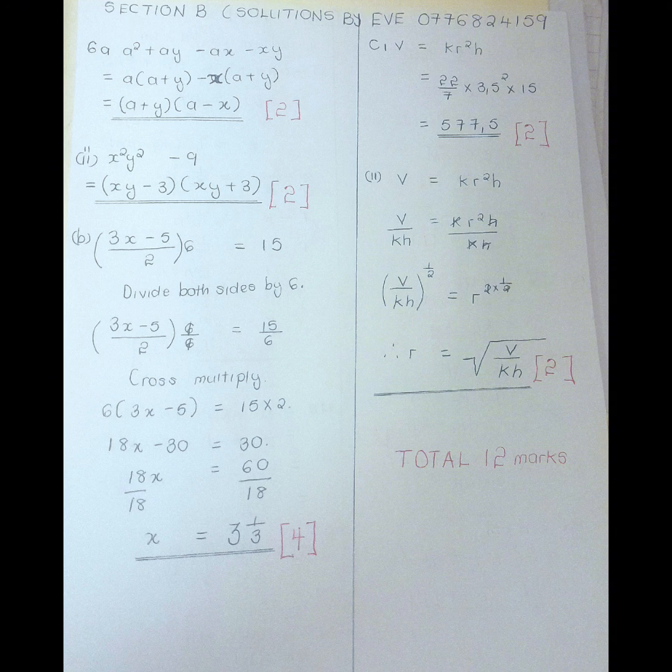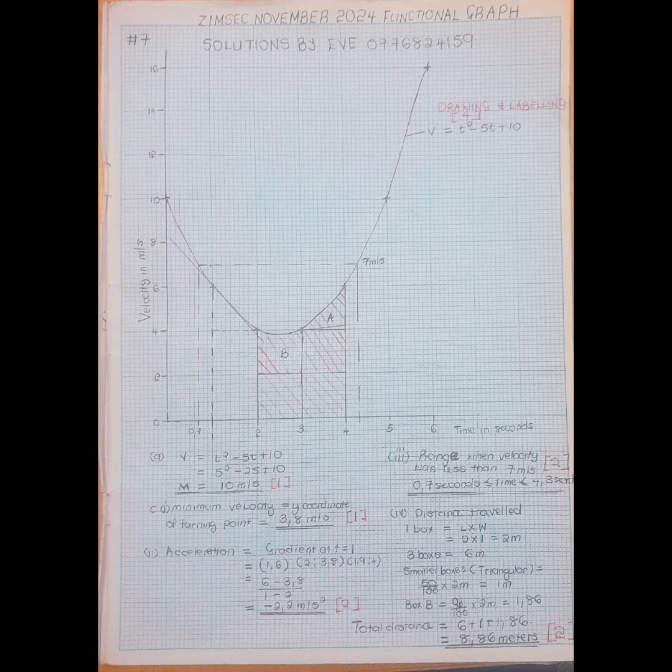Let us proceed to number 7. Number 7, it was a question on a velocity time graph. First, we are supposed to calculate the value of m. This part requires you to substitute correctly on m. To find m, we are going to substitute 5 on t, right? So that we get our m is 10 meters per second.